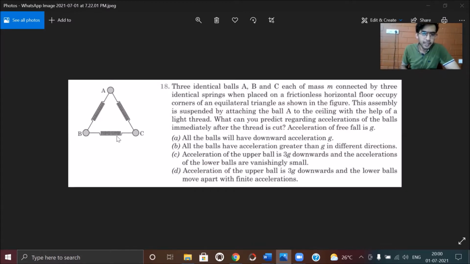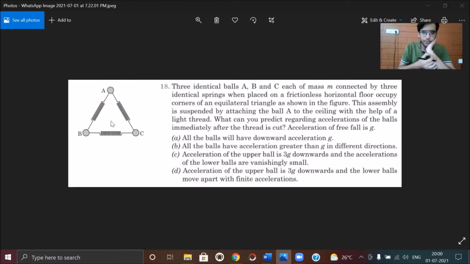You have three identical particles A, B, and C, each of them having a mass m, and they're connected by three identical springs. So all the springs have the same spring constant, and the mass of all these three particles are the same. And they occupy the corners of an equilateral triangle as shown in the figure. And this assembly is suspended by attaching the ball A to the ceiling with the help of a light thread, right?